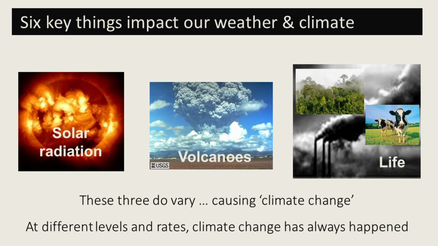And then we have life on the planet, and that varies a lot. So we've got forests and so forth, but we've now got increasingly our own animals and so forth, and then, of course, what we as humans do, industry and things like that. Now, these vary, and they cause climate change. So these three change over time, and they cause climate change, and they always have. So climate change goes right back to the beginning of the planet. Nothing new. We've always had it.